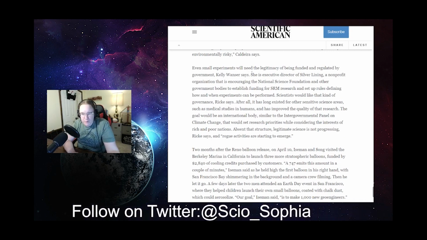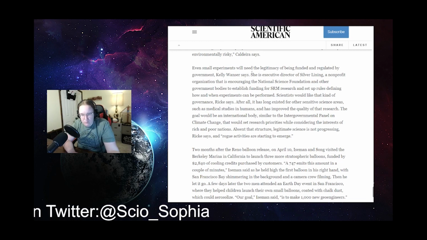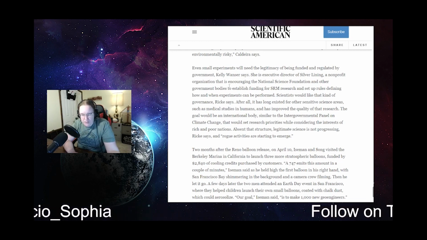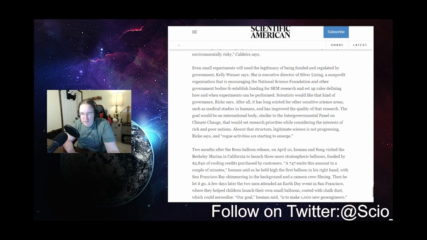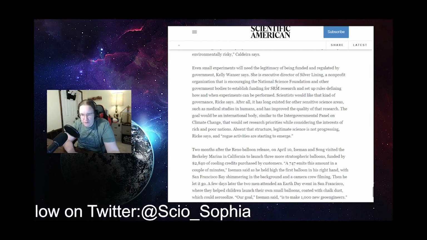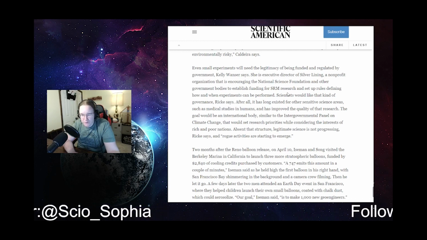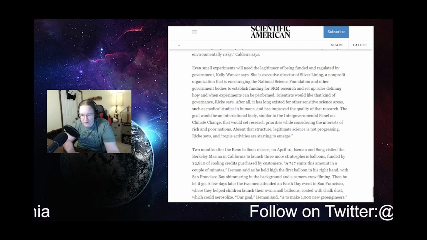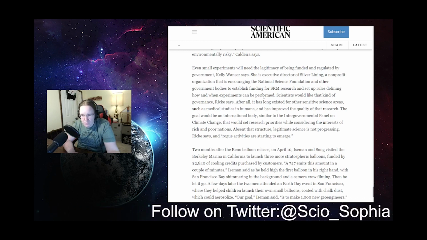Even small experiments will need the legitimacy of being funded and regulated by the government, Kelly Wanzer says. She is executive director of Silver Lining, a nonprofit organization that is encouraging the National Science Foundation and other government bodies to establish funding for SRM research and set up rules defining how and when experiments can be performed.